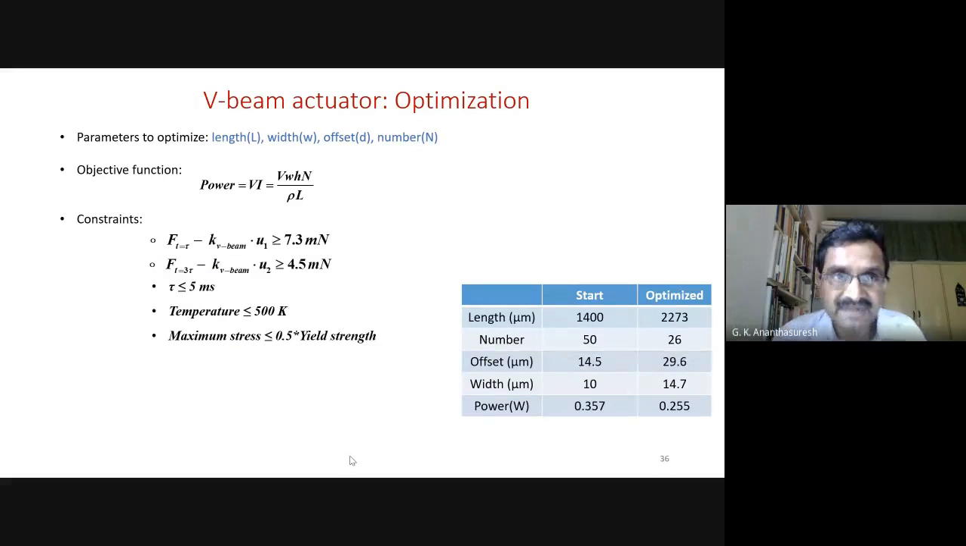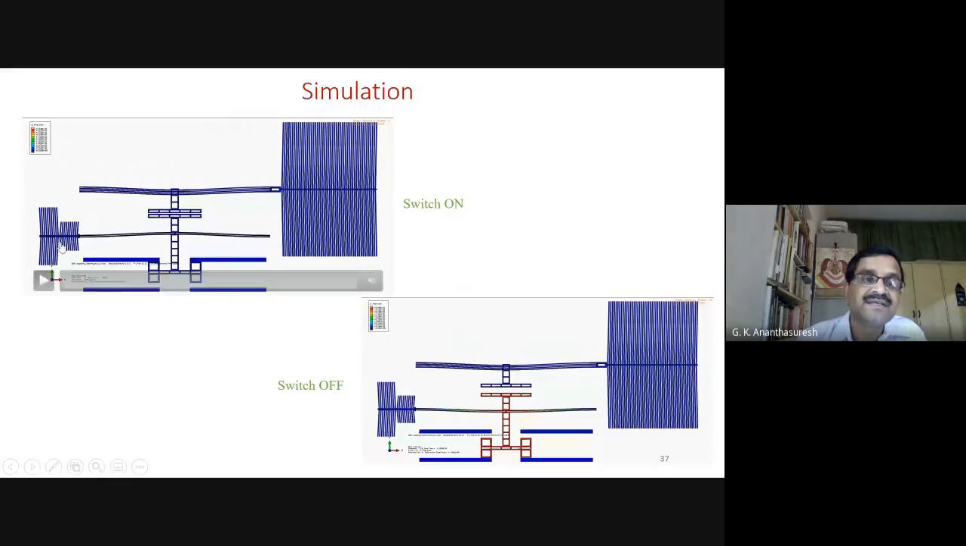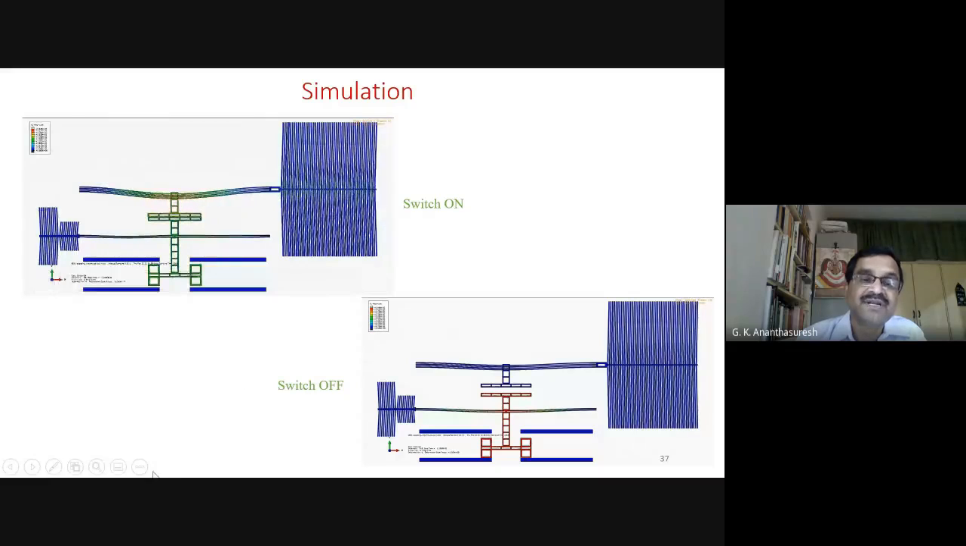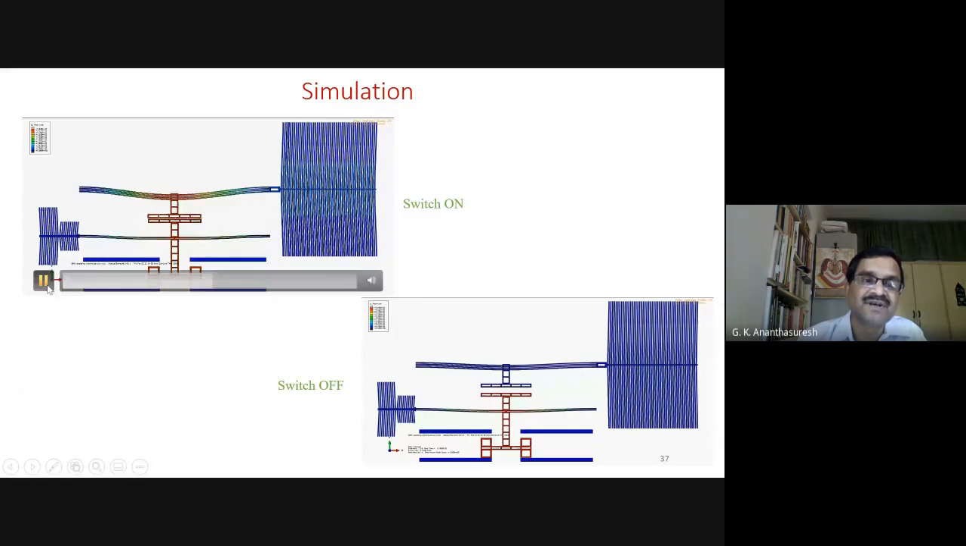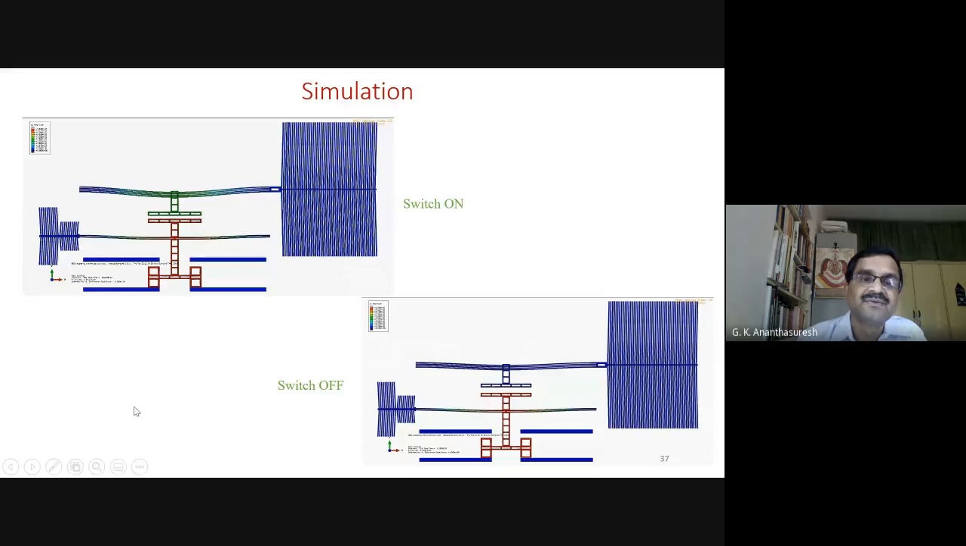And we also did optimization with various parameters: length of the beam, width, the offset between the amplifying arch and the bistable arch, number of beams, and so forth. So we did that, and this is a simulation, where you can see when I'm actuating now. Previously it was just a rendering, right? Now it is actually a simulation. So I'll play it again. So it's now coming back slowly.